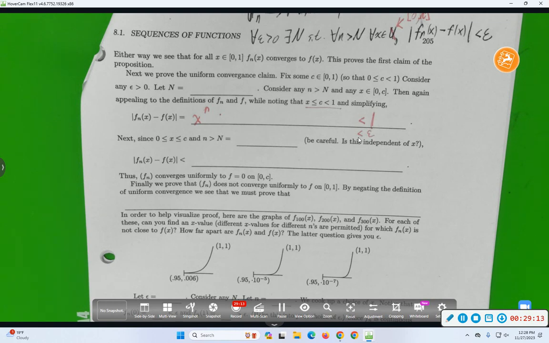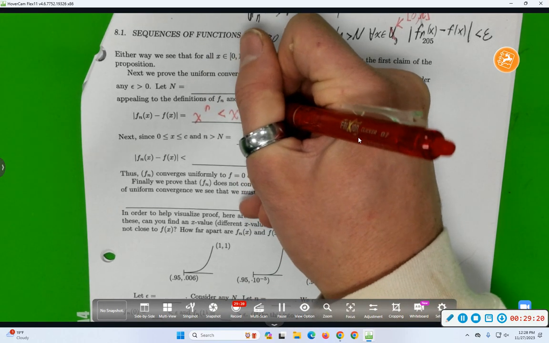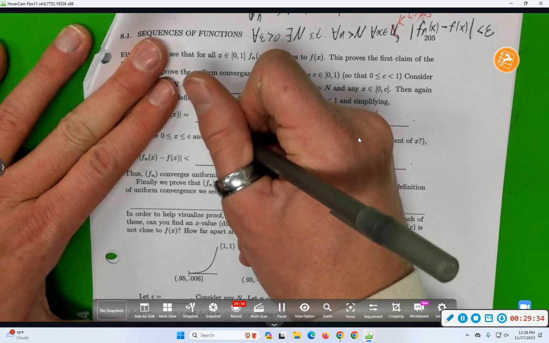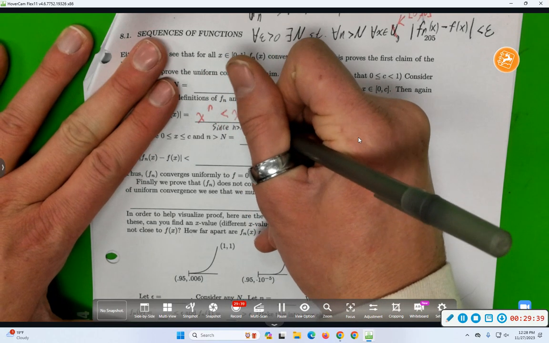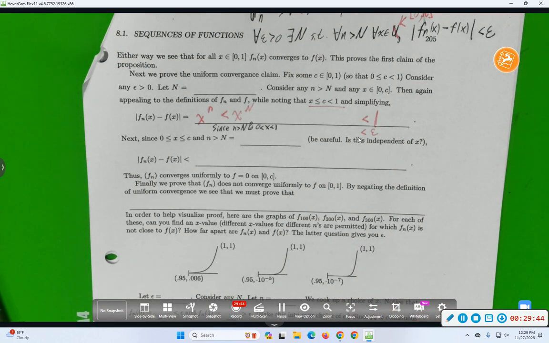I think it's less than x to the big N. That's still true. And this is like a bad writing problem. They are the steps that are involved in that implication.